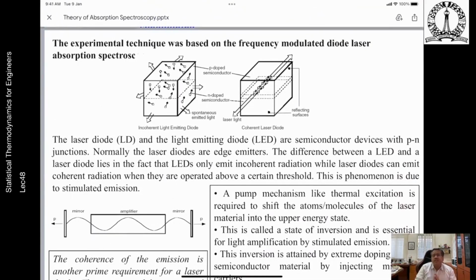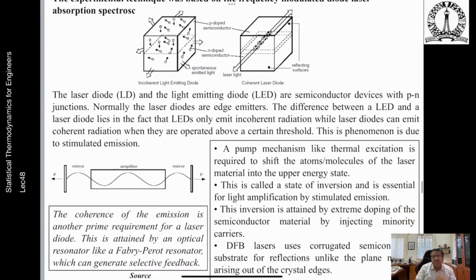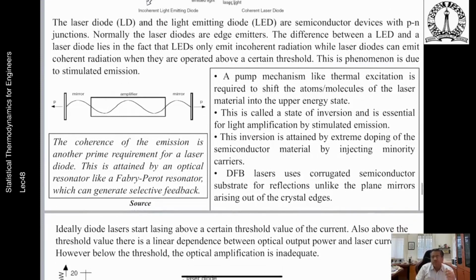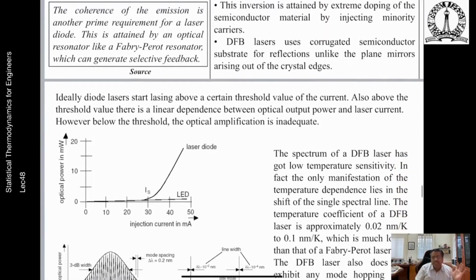It is usually done by a frequency modulated diode laser. If you do not know what a diode laser is, these are semiconductor devices with PN junctions. Normally the laser diodes are edge emitters. The difference between an LED and a laser diode lies in the fact that LEDs only emit incoherent radiation, while laser diodes emit coherent radiation when operated above a certain threshold. You can read about this phenomenon. Distributed feedback diode lasers use corrugated semiconductor substrates. These are all a little bit of optics, which you don't necessarily need to know.